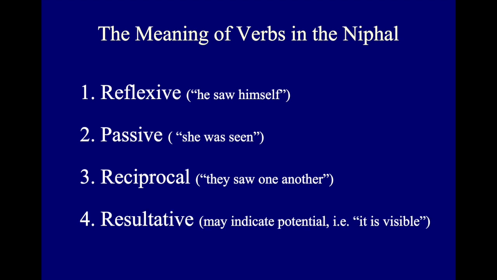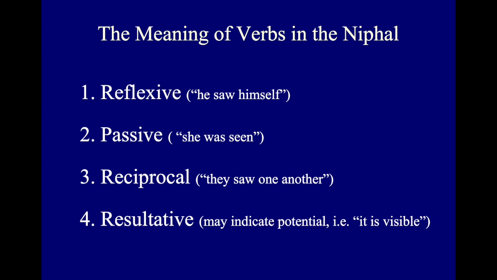Another one possible is resultative. To me, this is basically reflexive as well, but you'll see a lot of grammars pull this out as another possible nuance of meaning that really is pretty reflexive. So it is visible, or it is edible, like an edible food. If something is possible to be eaten and be healthy for you and not make you sick, then the verb akal, which means to eat, sometimes something will be described with this verb akal, and you'll put it in the Niphal, and then it'll be a thing which is eaten. It can be eaten. It is edible.